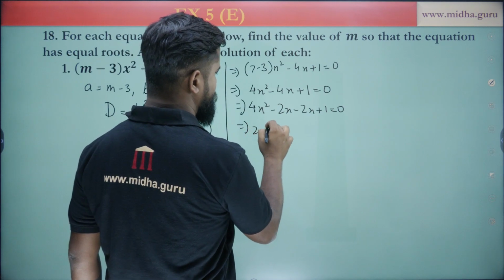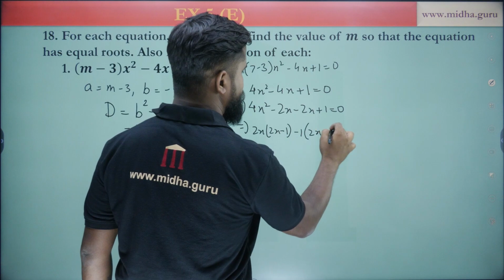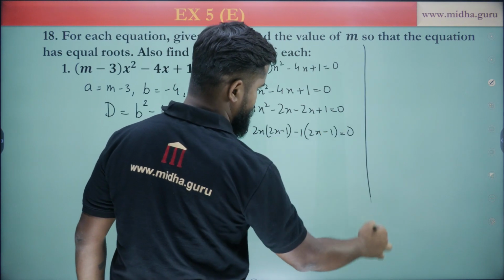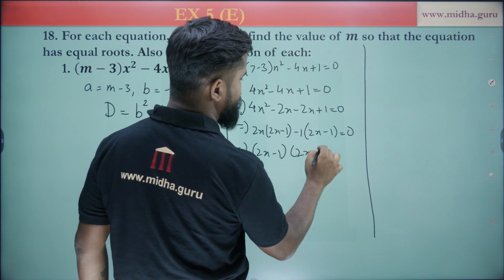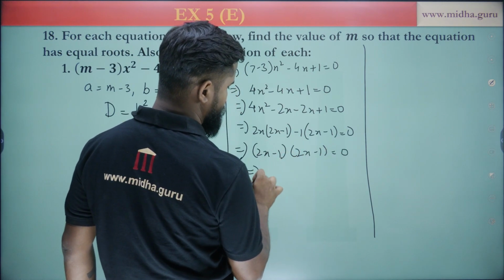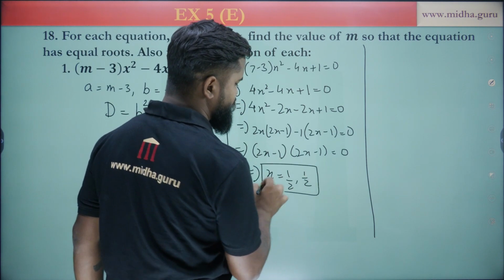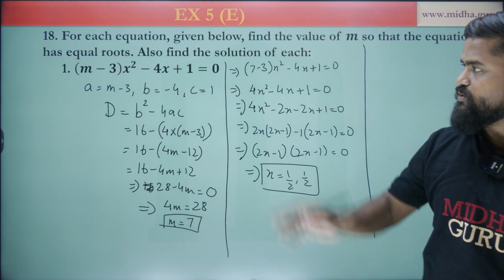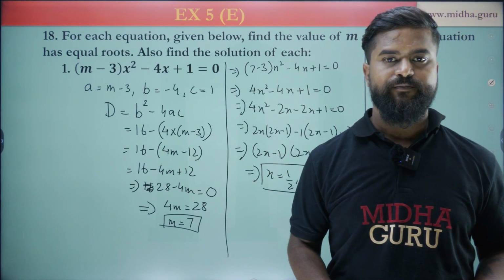Here we take 2x as common, we get 2x minus 1. And then we take minus 1 as common, again we get 2x minus 1. So we have (2x minus 1) into (2x minus 1) is equal to 0. It means x is equal to 1 by 2, twice, since we already knew that the equation had equal roots. Let's move on to the next part.